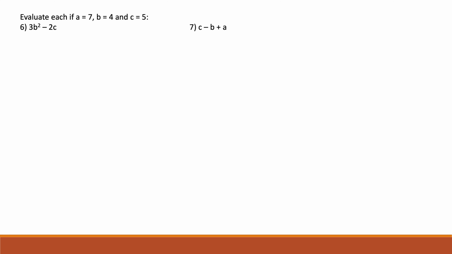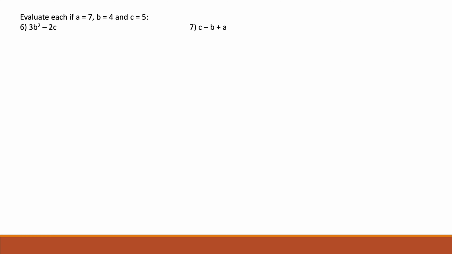Okay, so what we're looking for you to do right now, this will be the last slide in this series. Evaluate each if A equals 7, B equals 4, and C equals 5. Do number 6. We'll go over that answer. Do number 7, we will go over that answer.